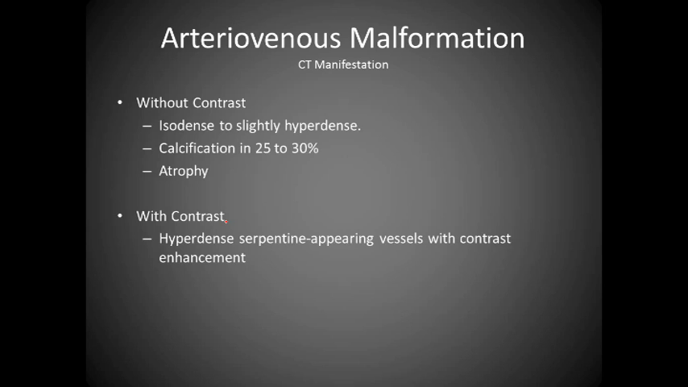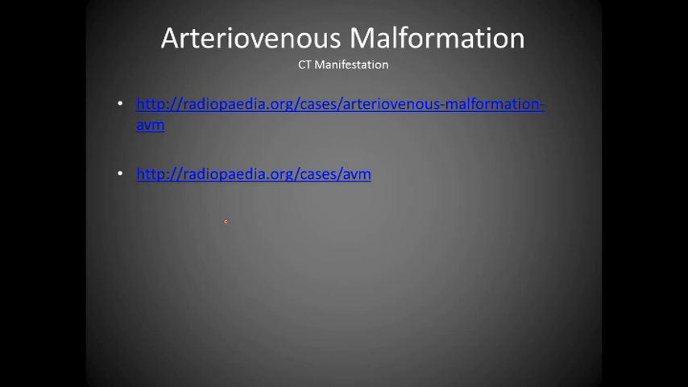So in terms of AVMs and CT without contrast, you're going to see an isodense to slightly hyperdense mass, calcifications in 25 to 30% because we're dealing with vessels, and possibly atrophy. However, where AVMs really shine is with contrast, so that you can see a hyperdense, serpentine-appearing vessel with contrast enhancement.